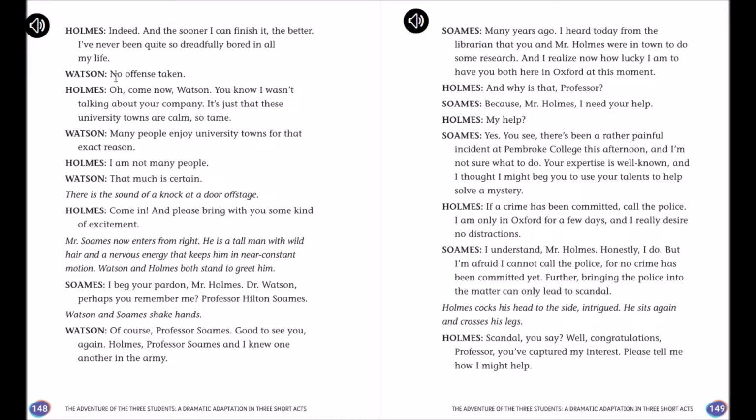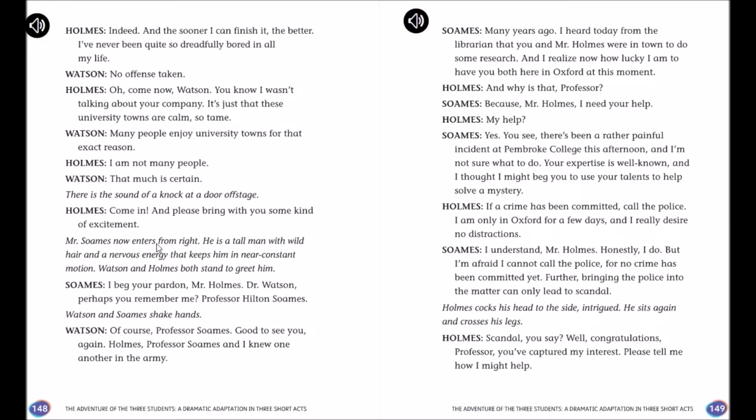Watson. No offense taken. Holmes. Oh, come now, Watson. You know I wasn't talking about your company. It's just that these university towns are so calm, so tame. Watson. Many people enjoy university towns for that exact reason. Holmes. Well, I am not many people. Watson. That much is certain. There is a sound of a knock at the door off stage. Holmes. Come in, and please bring with you some kind of excitement.